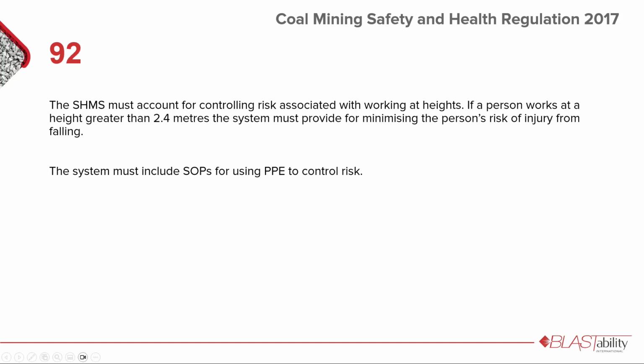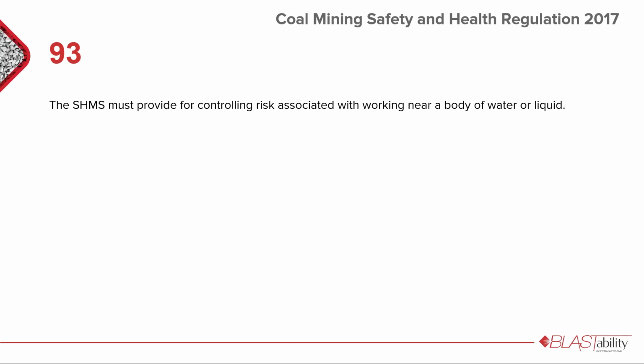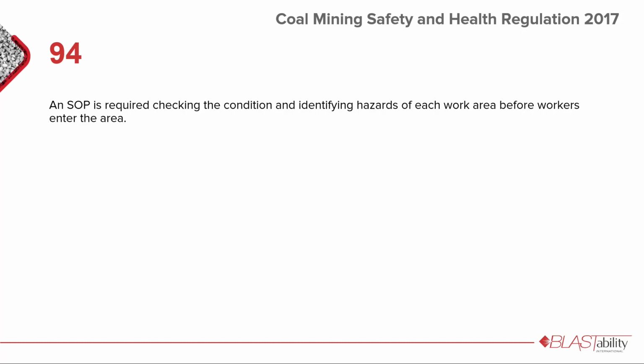92. The SHMS must account for controlling risk associated with working at heights. If a person works at a height greater than 2.4 meters, the system must provide for minimizing the person's risk of injury from falling. The system must include SOPs for using PPE to control risk. 93. The SHMS must provide for controlling risk associated with working near a body of water or liquid.